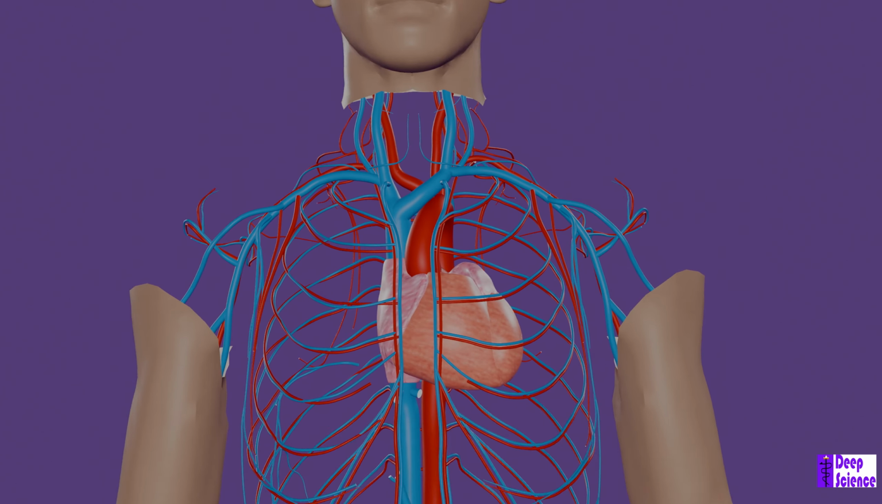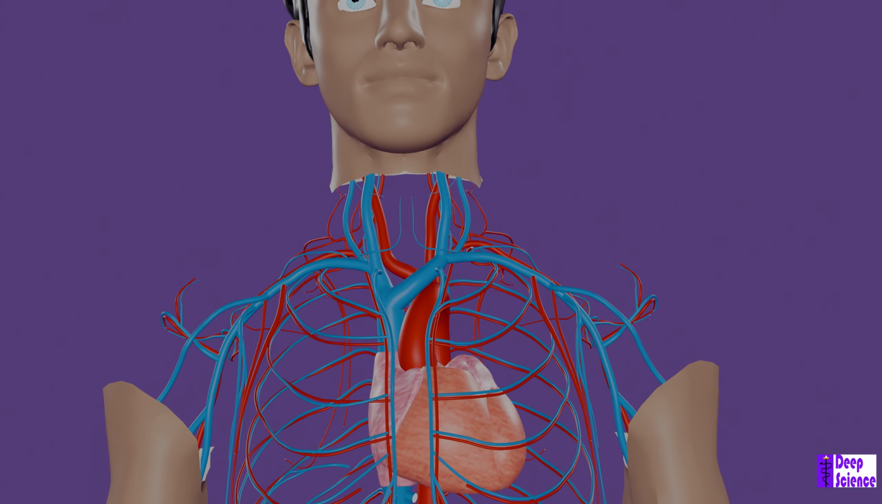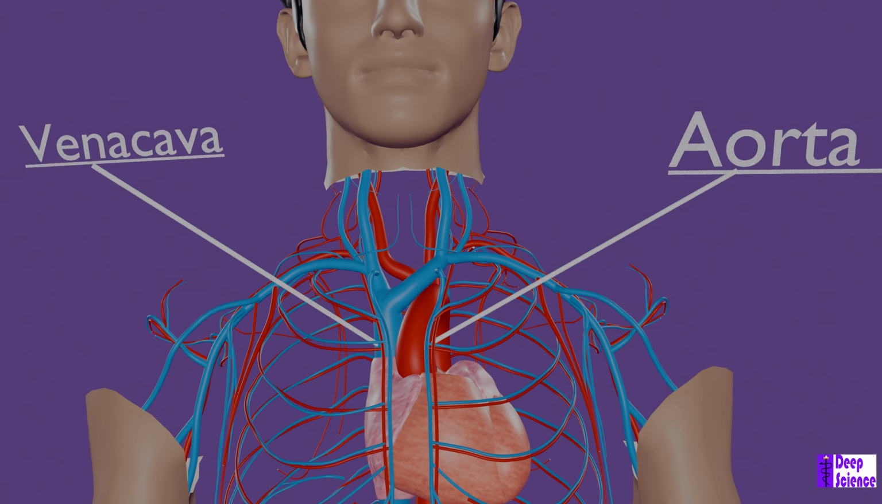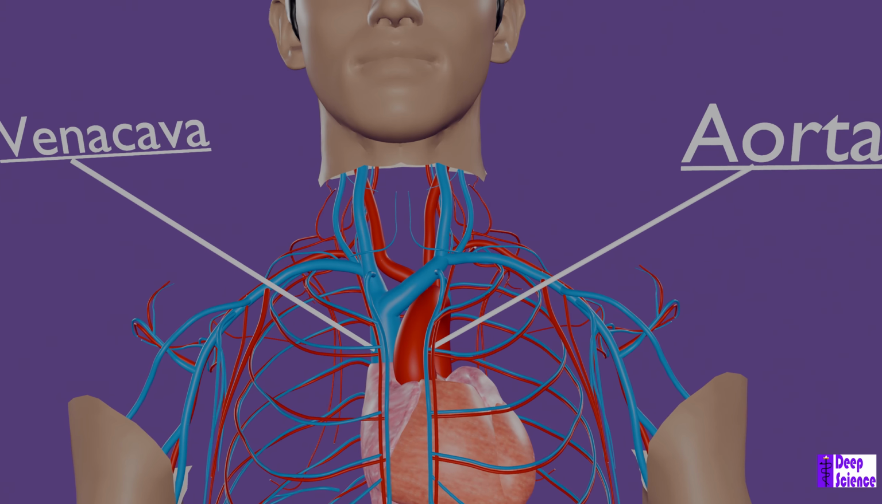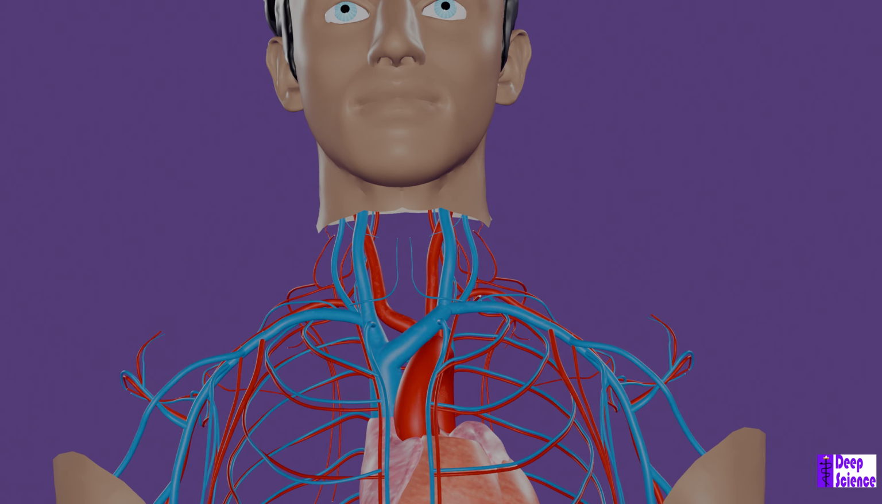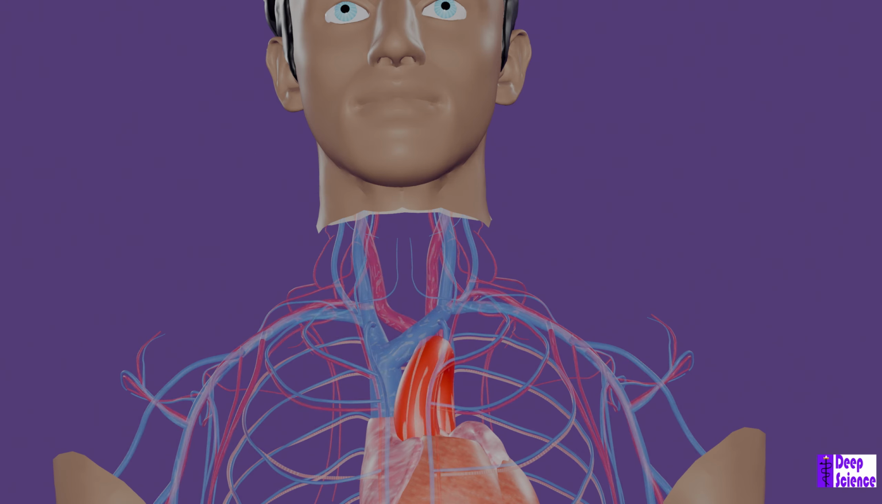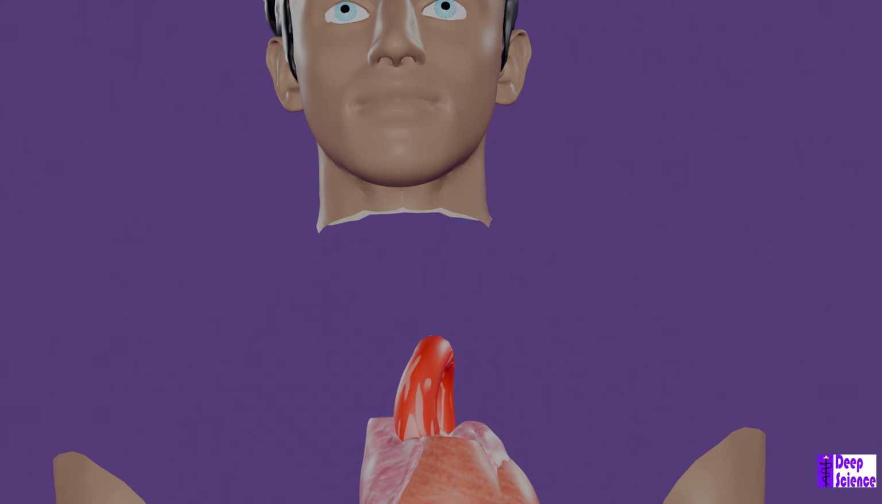Number 2 is having a direct connection to the heart. As you can see, the aorta and vena cava. Then number 3, these vessels should form a main pipeline for blood flow, either systemic or pulmonary. Now let us focus on the aorta for these 3 criteria.